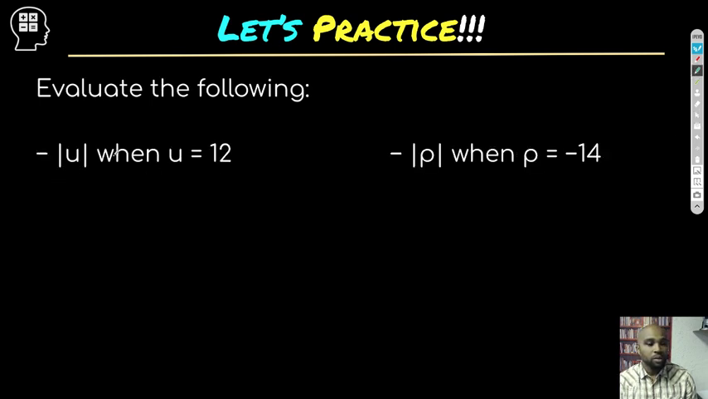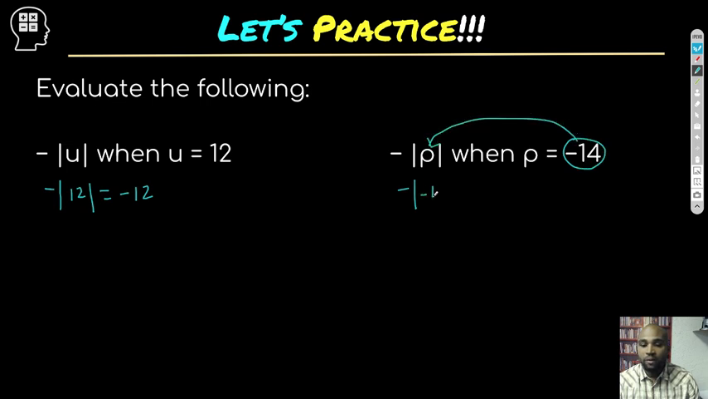Continuing on, what about this one? If u is 12, we're going to put 12 in instead of u. What is the absolute value of 12? It's just 12 because it's 12 units. So this is going to equal negative 12, because the negative attaches to that 12 when it comes out of the absolute value bars. Same thing here: this is negative the absolute value of p. What is p? Let's replace p with negative 14. What does that equal? Let's start with the absolute value first. The absolute value of negative 14 is 14.